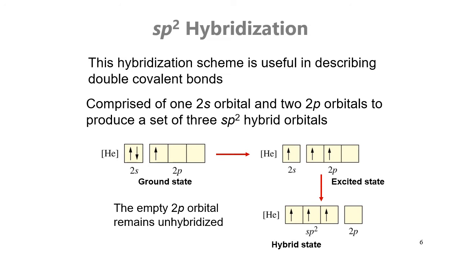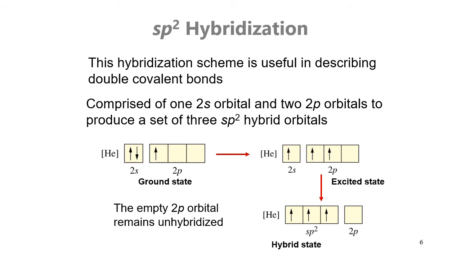We can now move on to sp2 hybridization. Basically, this type of hybridization is applicable when involving double bonds. For example, it is comprised of one 2s orbital and two 2p orbitals to produce a set of 3 sp2 hybrid orbitals. So we start with the ground state here.